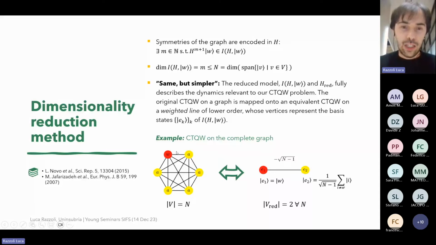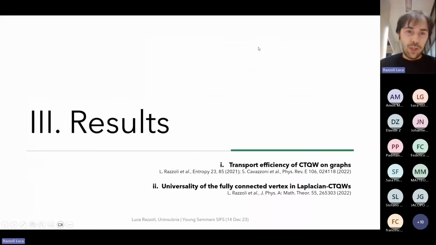In particular, it maps the original continuous time problem on a graph to an equivalent continuous time quantum walk on a line where the edges are now weighted and the vertices are representative of the basis states of this invariant subspace. So now I will discuss a couple of case studies where this method can be effectively used.